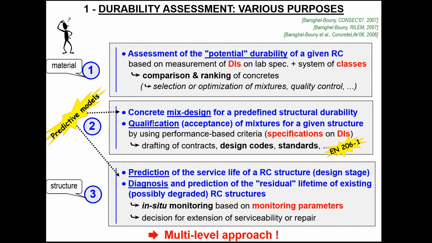The second aspect is when you want to make a concrete mix design for a predefined structural durability, when you want to qualify some mixtures for a given structure in a given environment. In this case, you will need so-called specifications, and you will use the same DHIs in order to do this. And this is what you can find in design codes, standards, etc.